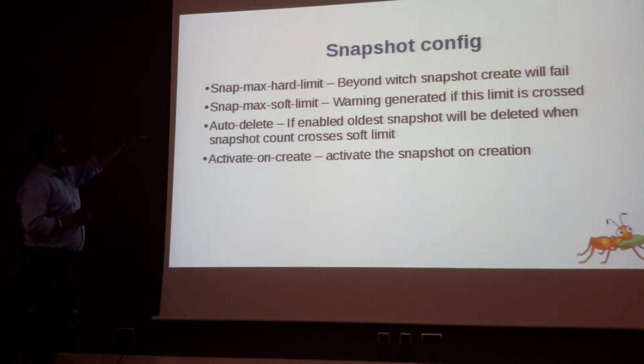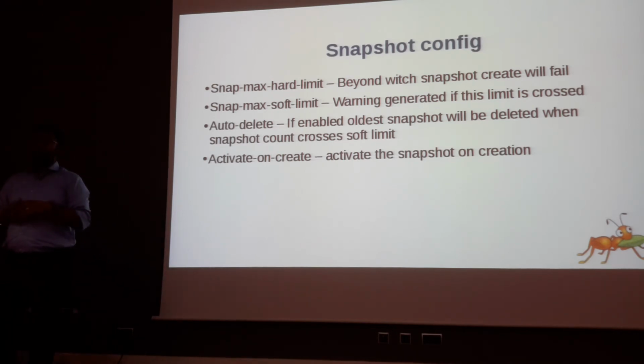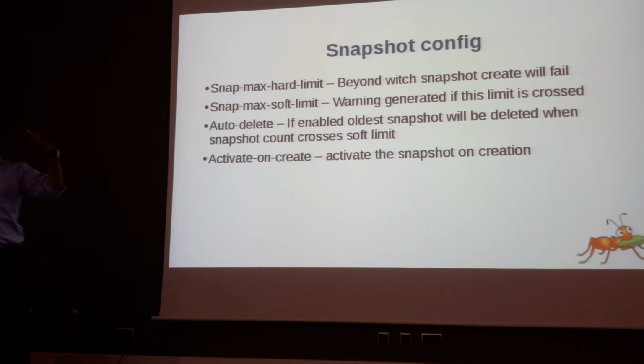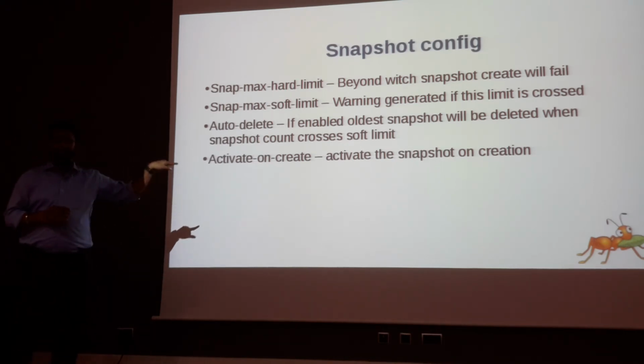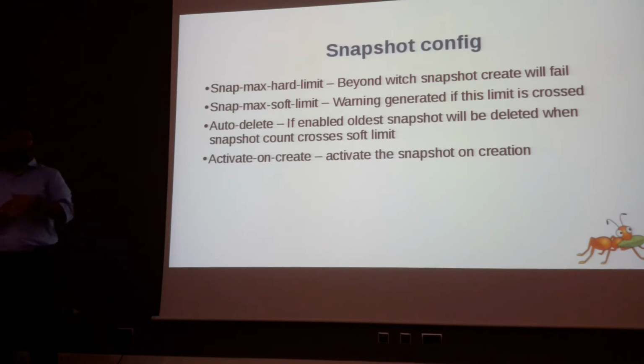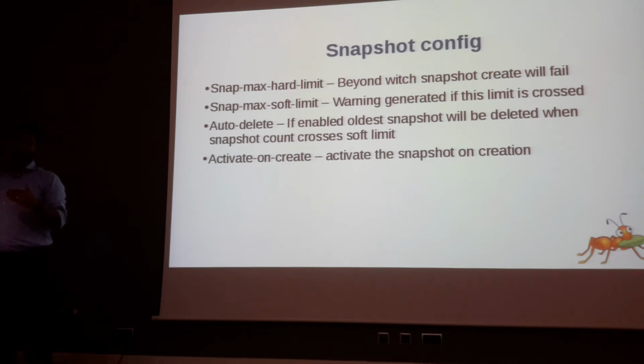And we also have a soft limit. So it's a percentage value of the actual hard limit. So if you have 90%, after 90% you get a warning. But the snapshots will continue. You can go until you hit the hard limit. There is another option called auto-delete. That means once you enable that, the moment you hit the soft limit, it will start deleting the older snapshots. So most of the time it will never hit the hard limit, and it will automatically delete the old snapshots.